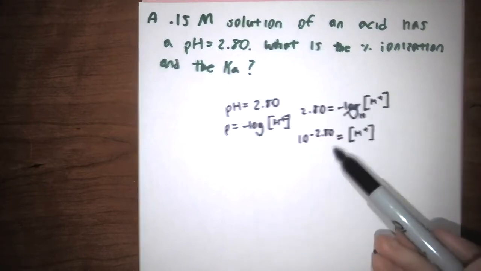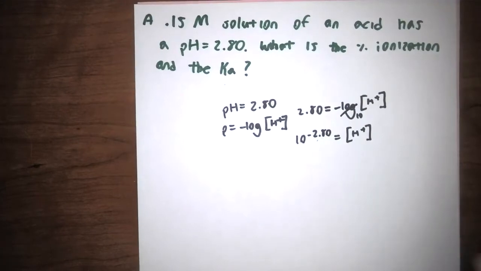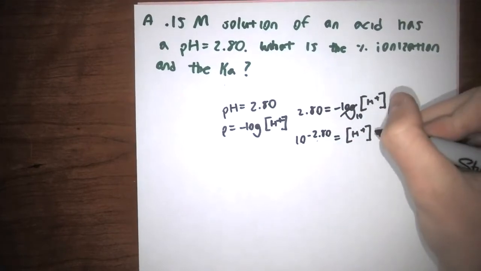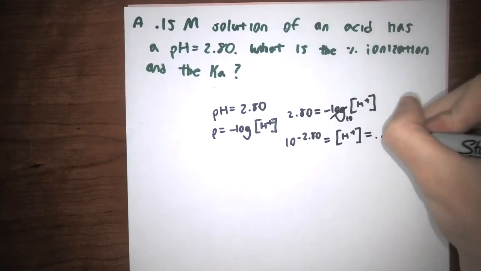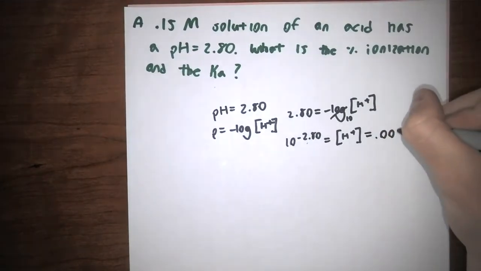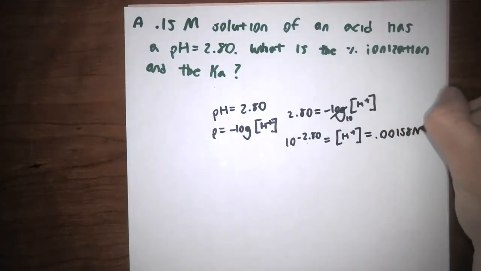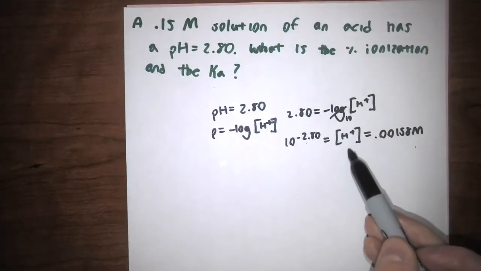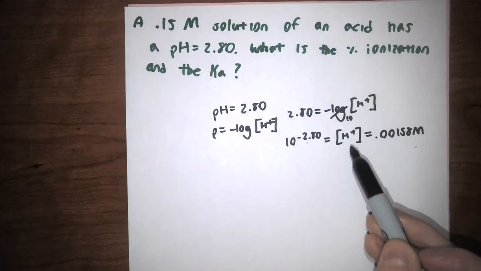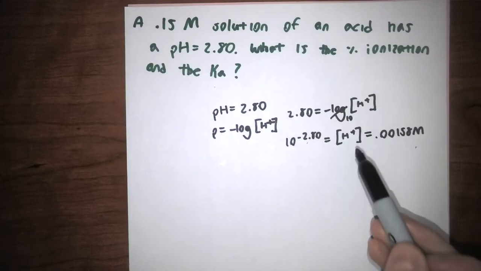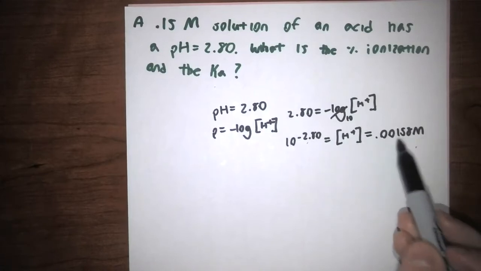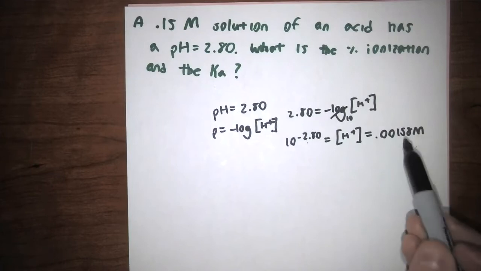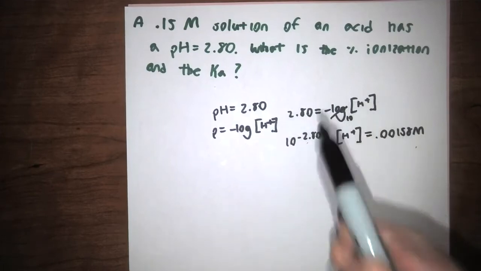So we're going to go ahead and run the numbers here. 10 raised to the negative 2.8 would be equal to 0.00158 molar. What is this the concentration of? H+. And what do we know about H+? H+ is my acidic character. So we have 0.00158 molar acid somewhere in this solution.